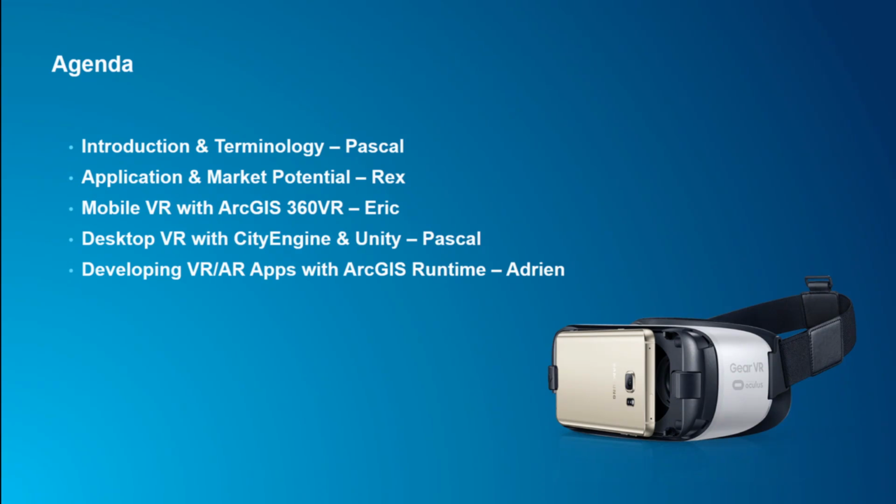So, a very quick overview. I'm going to talk first about terminology basically, so that we are all on one page. Afterwards, Rex talks a bit about what the actual use cases of VR and AR are, and then Eric presents Esri Labs project 360 VR, which is a mobile VR solution. Then afterwards, I talk a bit about how to bring data into Unity from CityEngine, and then at the end Adrien is going to make some pretty awesome demos where you can really develop your own stuff with ArcGIS Runtime.